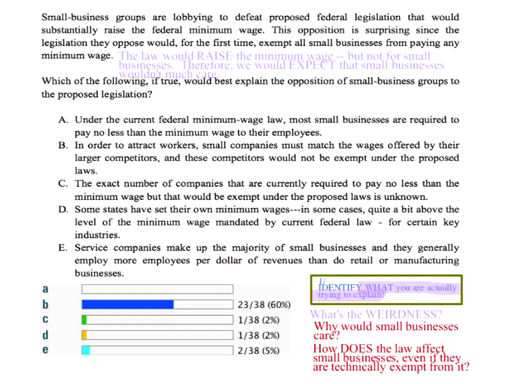So this choice, choice B, does a very good job of explaining that. They have to match the wages offered by competitors. So even though the small businesses are technically exempt, this choice would mean that the small businesses' wages would be tied to larger businesses' wages. So then, in effect, choice B would mean the law still has just as much of an effect on them, even if they're technically exempt from it.